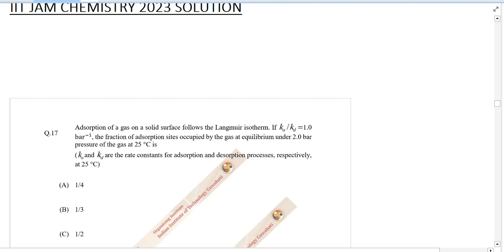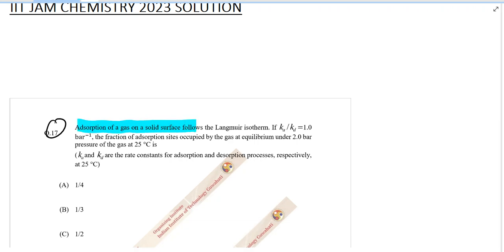Selectively, IIT JAM's question number 17 today. The question is: adsorption of gas on a solid surface follows the Langmuir isotherm and Ka by Kd is 1 per bar, and the fraction of adsorption is also given. So you need to find out the gas equilibrium under 2.0 bar pressure at 25 degrees centigrade.